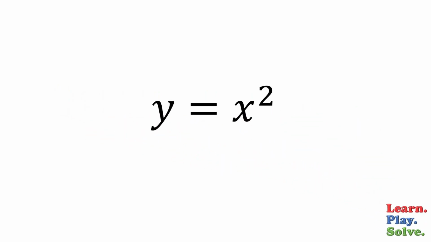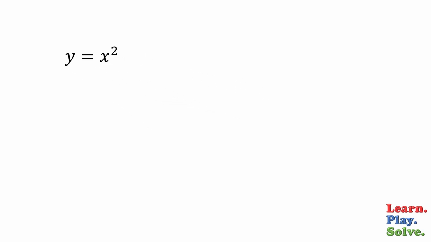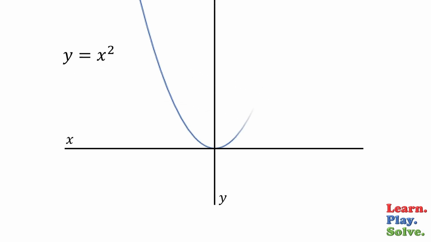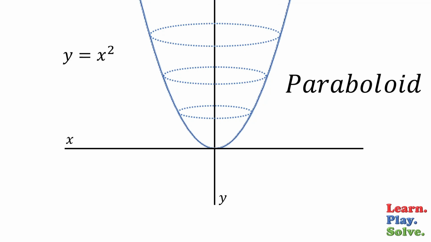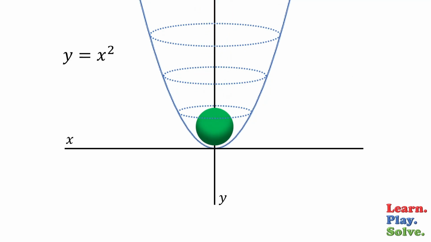If you graph the equation y equals x squared, you get a basic parabola. If you revolve the parabola around the y-axis, you get a paraboloid. Imagine if you were to drop a ball into the paraboloid.